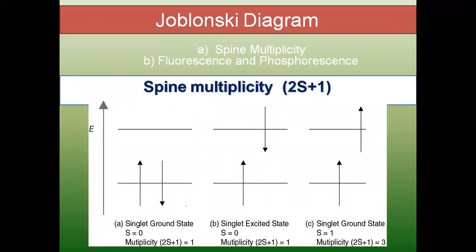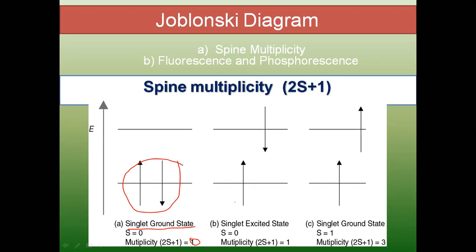In the Jablonski diagram, we have studied two things. First is spin multiplicity, and second is fluorescence and phosphorescence. In spin multiplicity, there are three conditions, which we already discussed. First condition: two electrons are paired and they cancel their spins to each other, so the spin multiplicity is one. So it is called the singlet ground state.